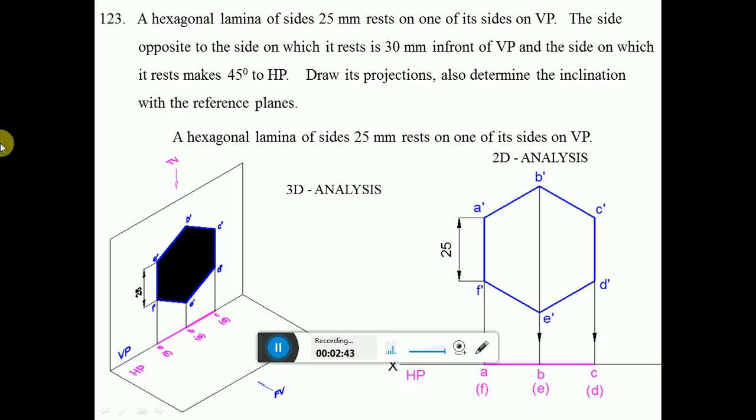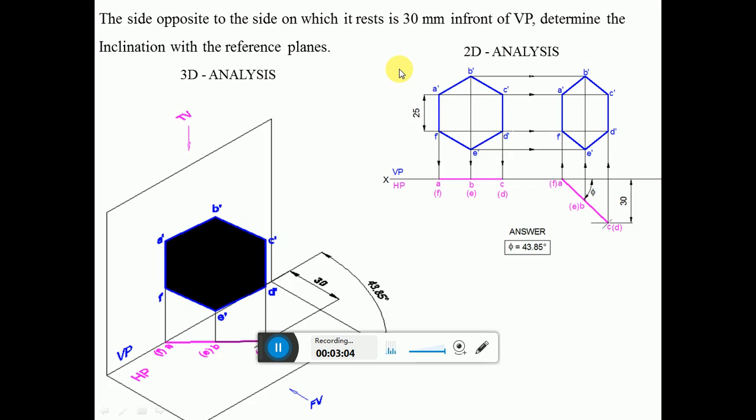So here the side opposite to the side is also on VP. Here also, the side opposite to the side, which is A dash F dash, is the F one side, and opposite that side is C dash D dash. So here this is also a point and this is also a point. Now in the next position he says the side opposite to the side on which it rests is 30 mm in front of VP.